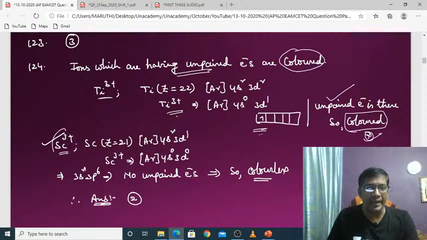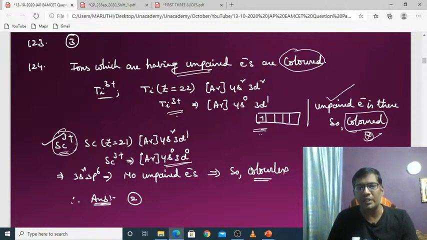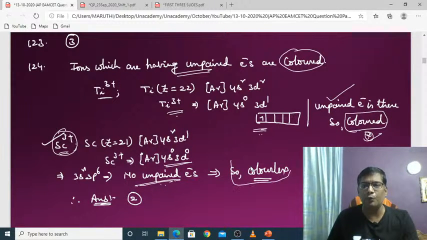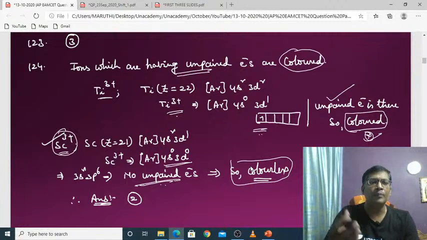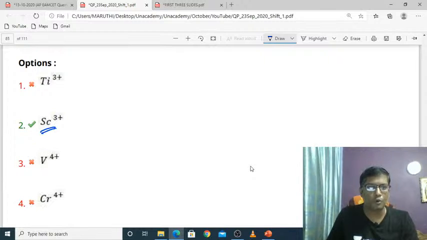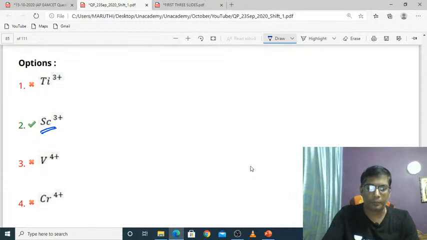But suppose if you take scandium 3 plus, in the scandium 3 plus outermost there is no single electron at all. There is no unpaired electron at all. So it is purely colorless. So don't go for other options like 3 and 4. So obviously option 2 is correct. Option 2 is correct, scandium 3 plus. Don't go for vanadium 4 plus and chromium 4 plus.